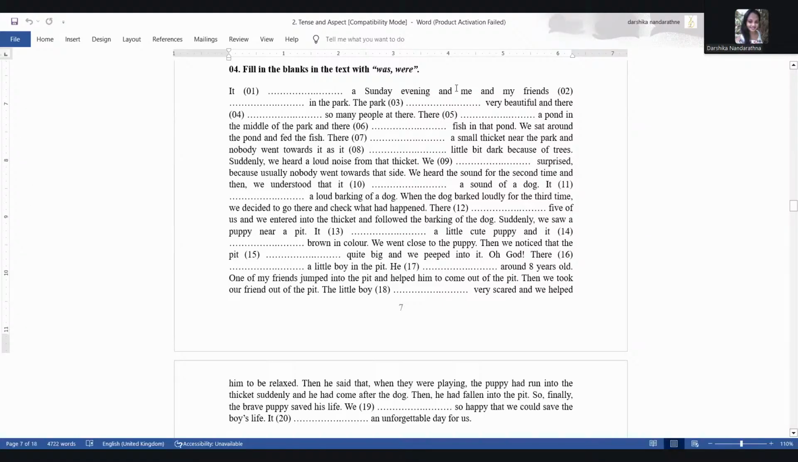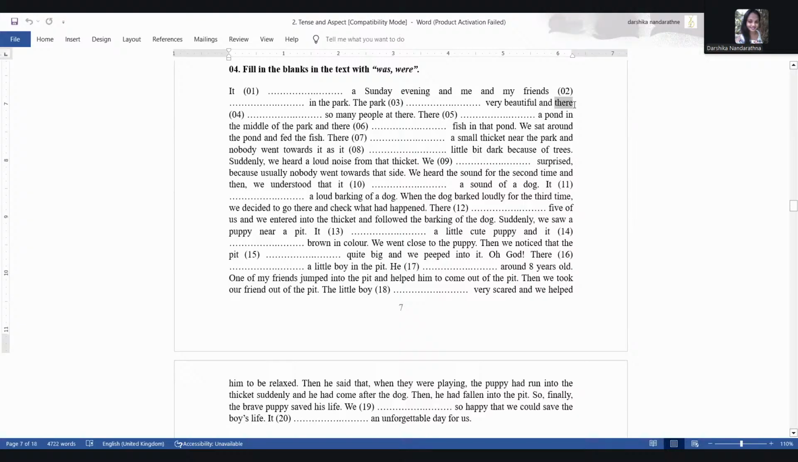Pute, if the sentence starts with there, like here, then you need to pay attention to the noun which comes after the blank. If it is a singular noun, then use was here. And if it is a plural noun, like here, there is there, then so many people. Here you have a plural noun, right? Then you should use were here. That is about the sentences which start with there.